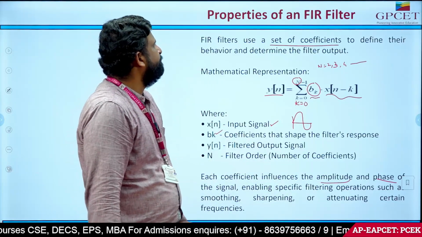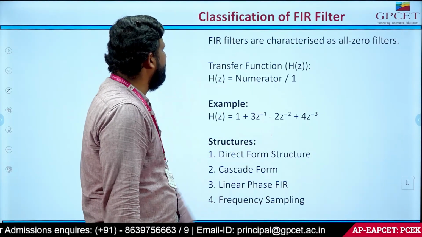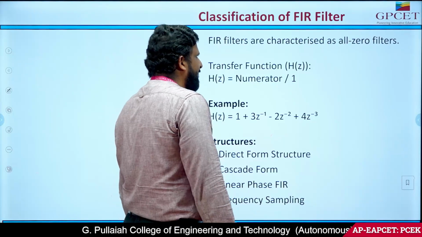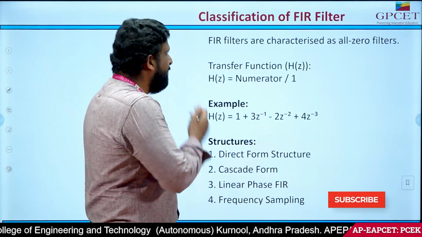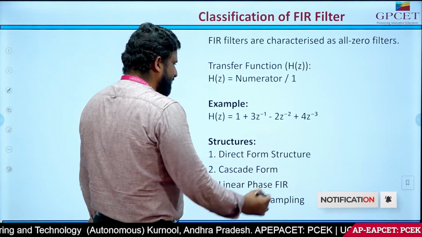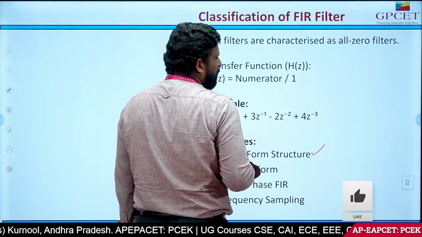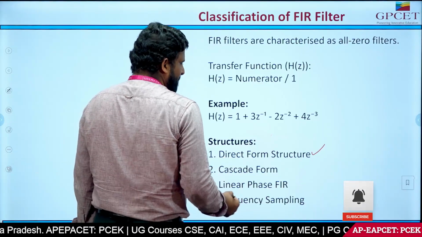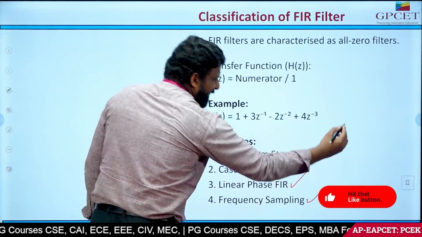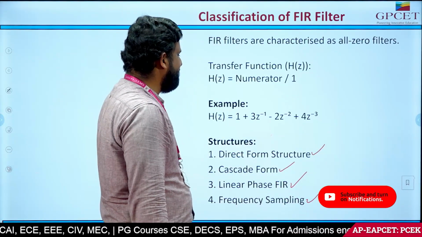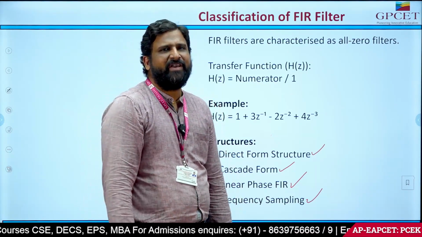Fine. Now, classifications. Based on these equations, FIR filters are characterized depending upon their characteristics. These FIR filters have been classified into four types. One is the direct form structure. That means how these FIR filters can be realized. What are the techniques involved in realizing these FIR filters? First is the direct form structure, then the cascade form structure, linear phase structure and frequency sampling structure. These are some of the important structures or techniques used to classify or realize the FIR filter.